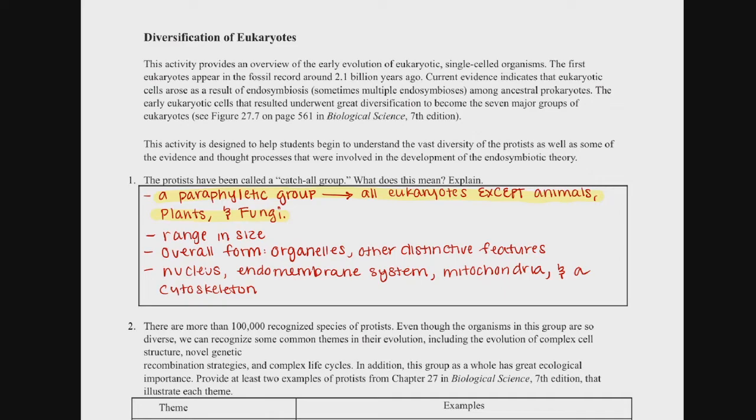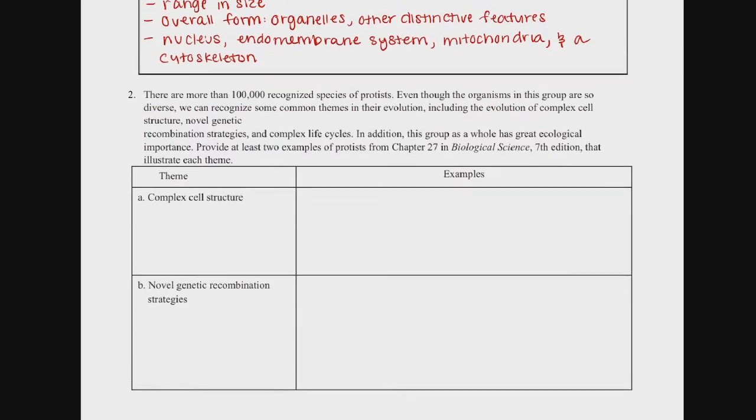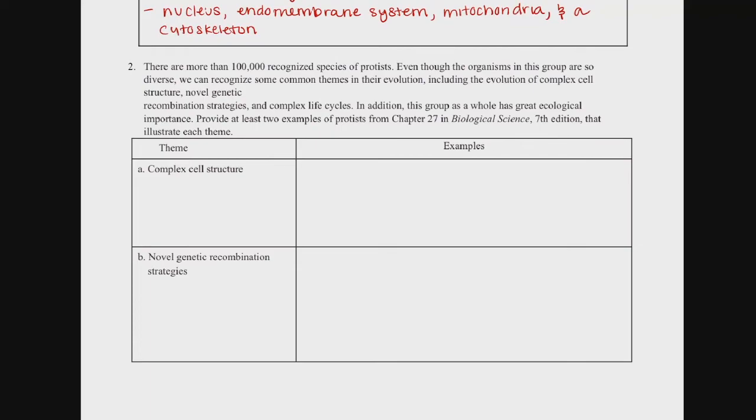Why they're a catch-all group is because we've defined plants, animals, and fungus, but there's a bunch of other eukaryotes that don't fall into those three groups, so we're basically like, it's everything else, it's a protist. If it's not a plant, animal, or fungus, and it is a eukaryote, it's a protist. We don't know, you know? So yeah. There are more than 100,000 recognized species of protists.